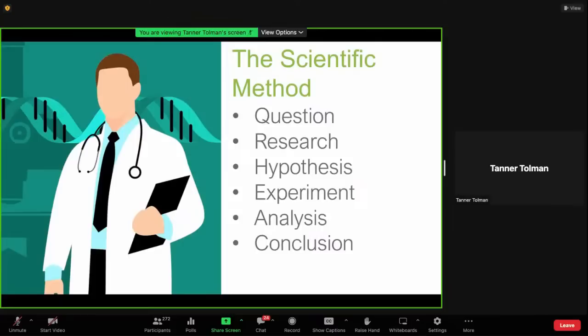Then we do experiments, and the experiments take the form of targeted testing to make sure that the people we send a DNA test to really are related as we think. And then we analyze those results. Depending on the results, they may or may not be conclusive, and we may need to do more testing. But eventually we will come to that research conclusion.